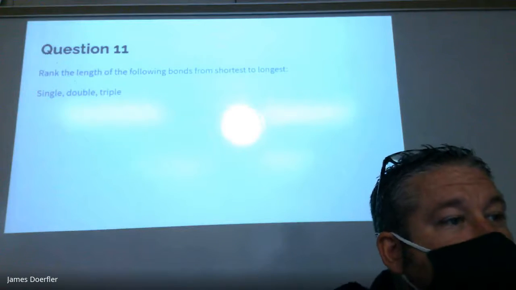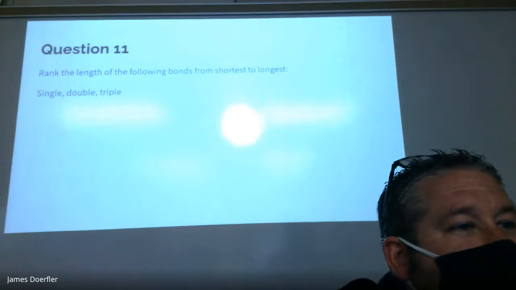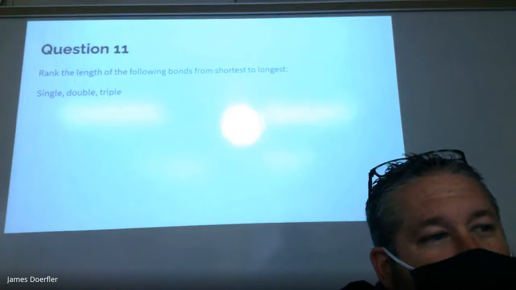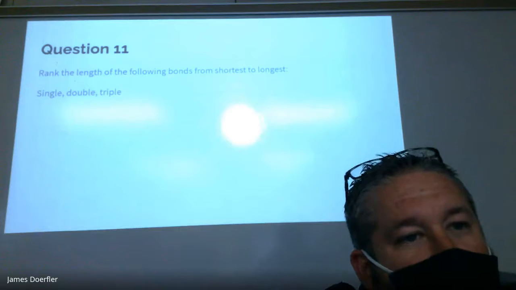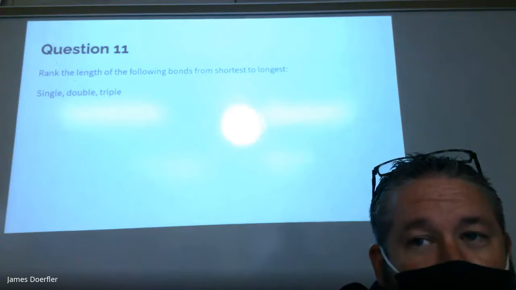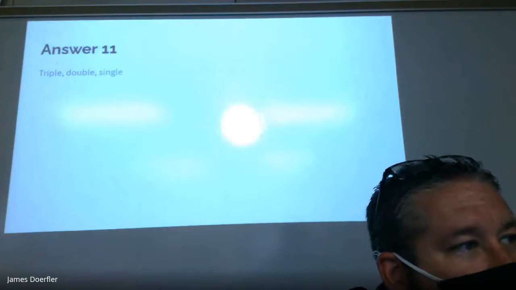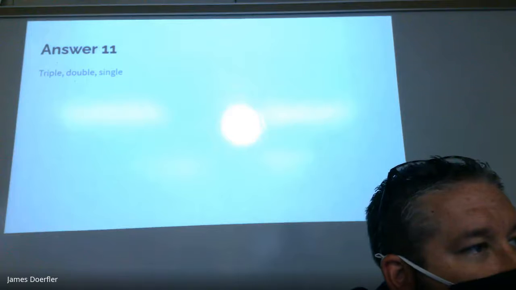And lastly, I've kind of already given this: rank the length of the following bonds from shortest to longest. You have a single bond, double bond, triple bond. Well, again, we're going from shortest to longest. So that means we have triple, then double, and then single. Okay, so the more bonds you add again, the shorter it becomes.